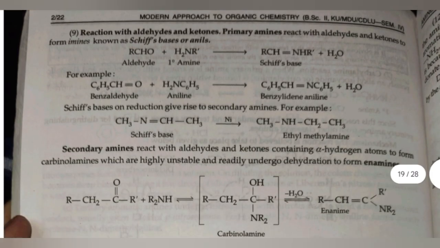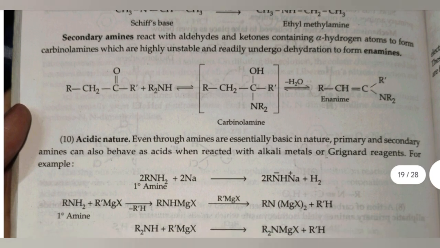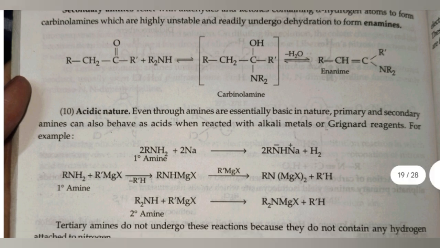Reaction with aldehyde and ketone. Primary amines react with aldehyde and ketone to form imines known as Schiff base or anils. Schiff base on reduction gives secondary amine. Secondary amine reacts with aldehyde and ketone containing alpha hydrogen atom to form carbinolamine, which is highly unstable and readily undergoes dehydration to form enamines.